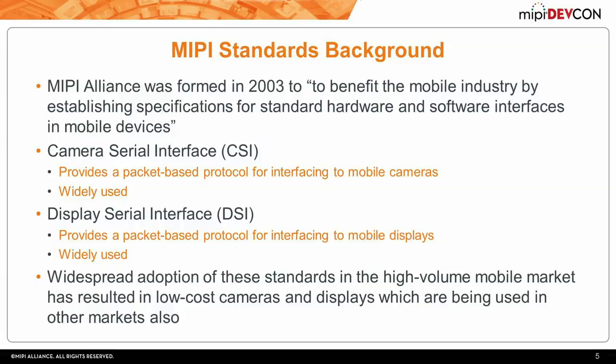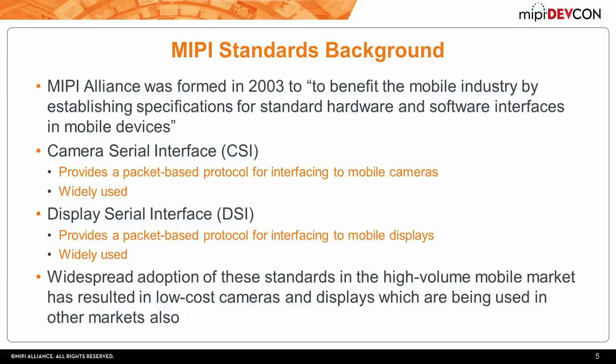So the MIPI Alliance saw that as a problem, was formed to address that issue, and has created industry standards to make it possible for everybody to talk to the same mobile devices and the hardware that connects to those devices. Specifically, the camera serial interface was formulated to talk to cameras, and at its base it's a relatively straightforward packet-based protocol. You take a bunch of pixels, put them in a packet, add some packet overhead, CRC and some error protection, and transmit the packet to the other side, where you pull the data back out. At its fundamental basis, that's what a camera serial interface protocol looks like.